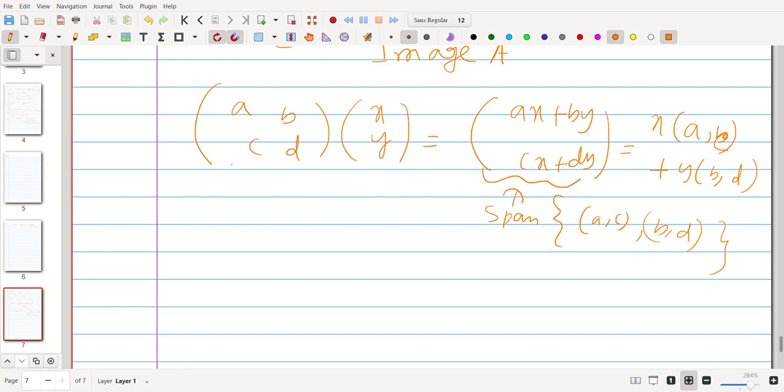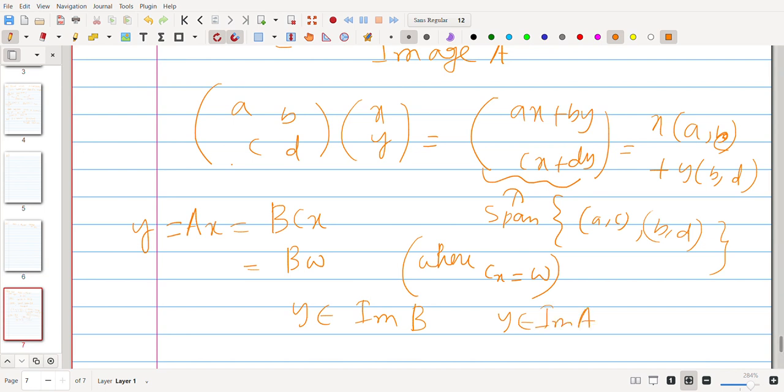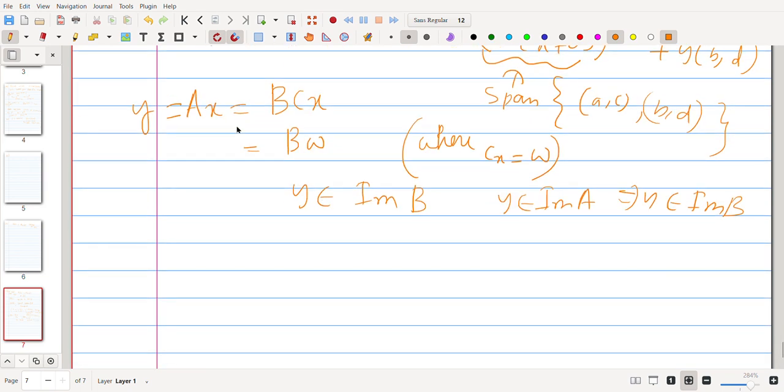Okay, that means say y equals Ax for some x. This will imply that it is BCx. This will imply it is Bw, where Cx equals w. That means y belongs to the image of B. So y belongs to the image of A implies y belongs to the image of B. Then the column space of A is contained in the column space of B.